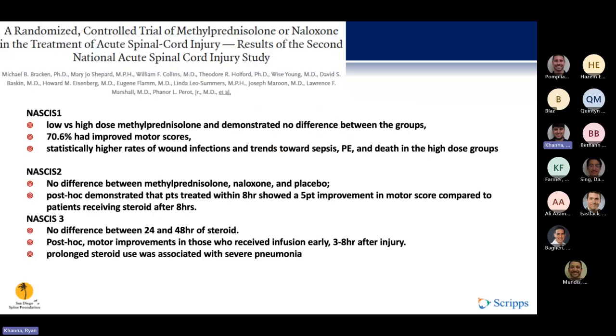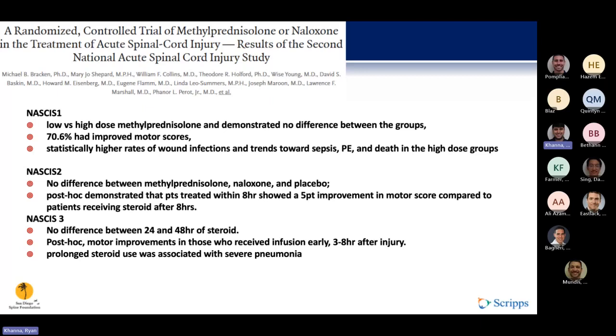Next, I want to talk about a more controversial topic, which is steroids. There have been many different studies looking at this. Today, I wanted to focus on NASCIS 1, 2, and 3. I started my training at the end of 2016, so kind of when these studies came out and these consensus guidelines came out. But in my training, I've never really been trained to use steroids in spinal cord injury. But these all kind of came from these studies.